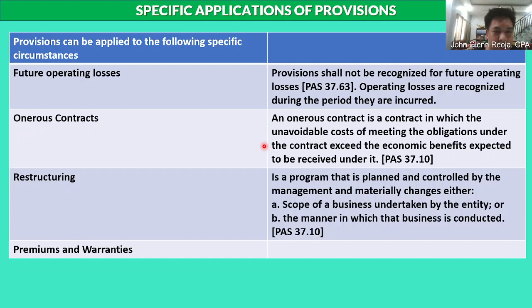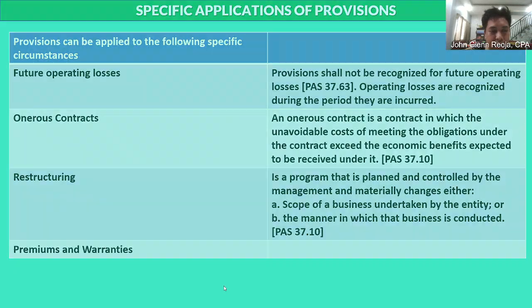Then, onerous contract. An onerous contract is a contract in which the unavoidable costs of meeting the obligations under the contract exceed the economic benefits expected to be received under it. Then, restructuring. It's a program that is planned and controlled by the management and materially changes either the scope of a business undertaken by an entity or the manner in which the business is conducted. Later on, we'll have some examples here.